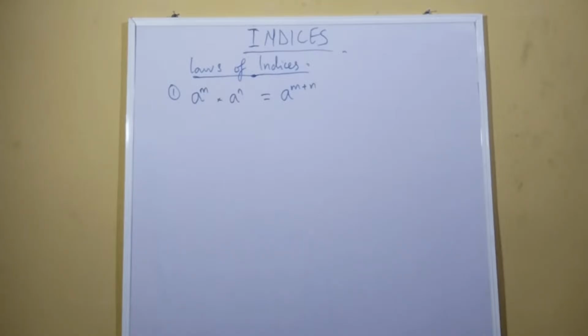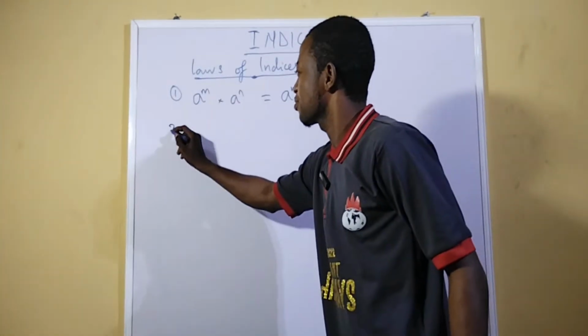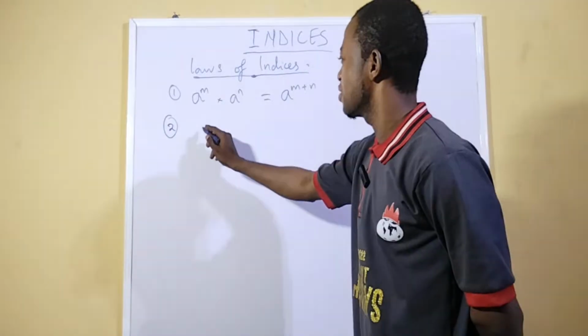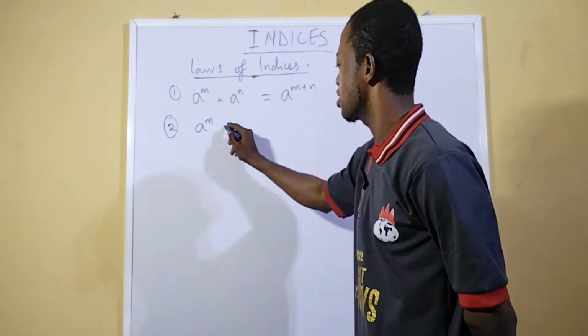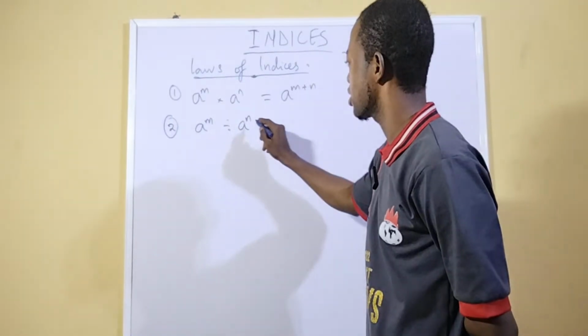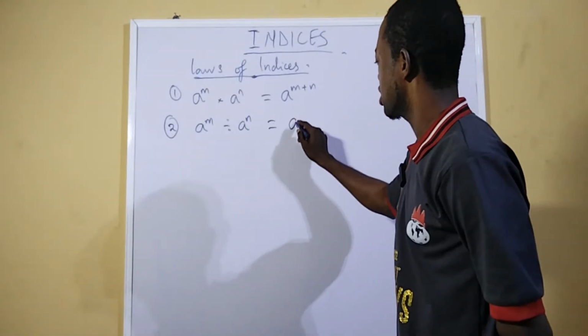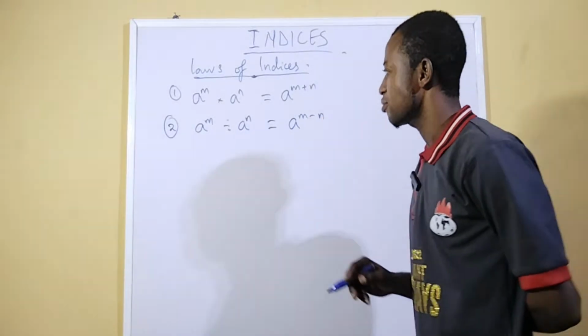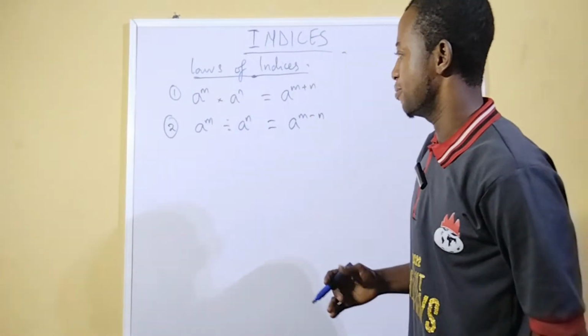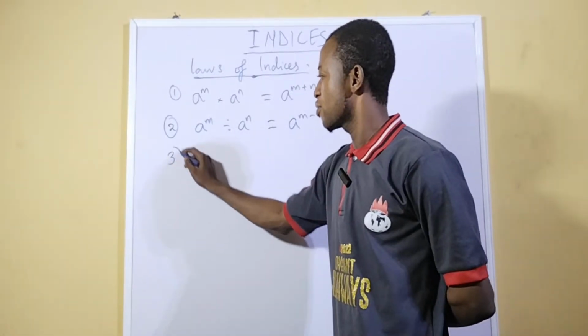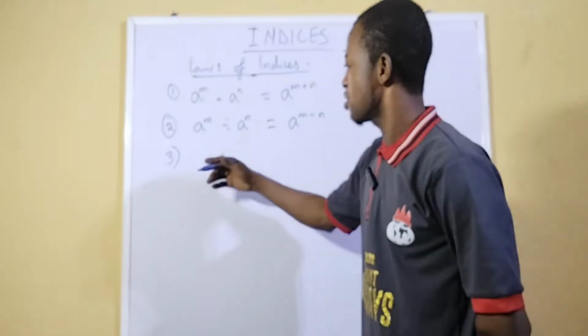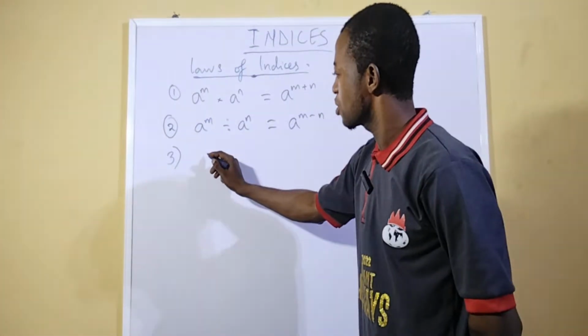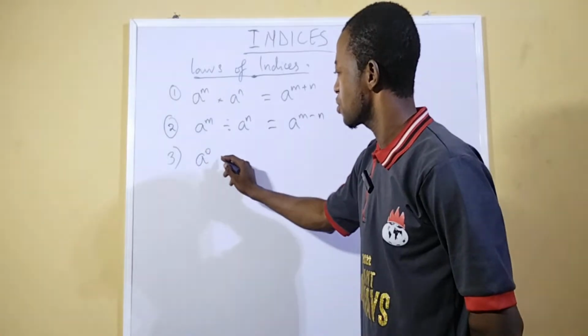Then also we have the second law. When we have same base and they are dividing, that is a raised to power m divided by a raised to power n. Here, this becomes a raised to power m minus n. Then, next, anytime we raise a number to power 0, for instance, we have a raised to power 0, this is equals to 1.